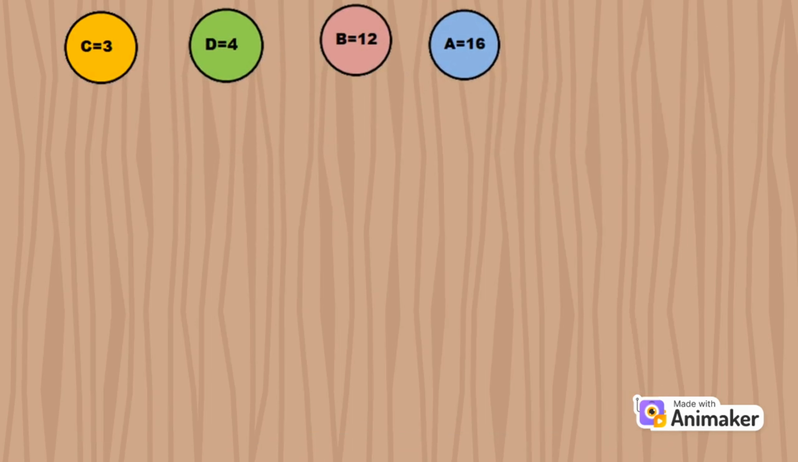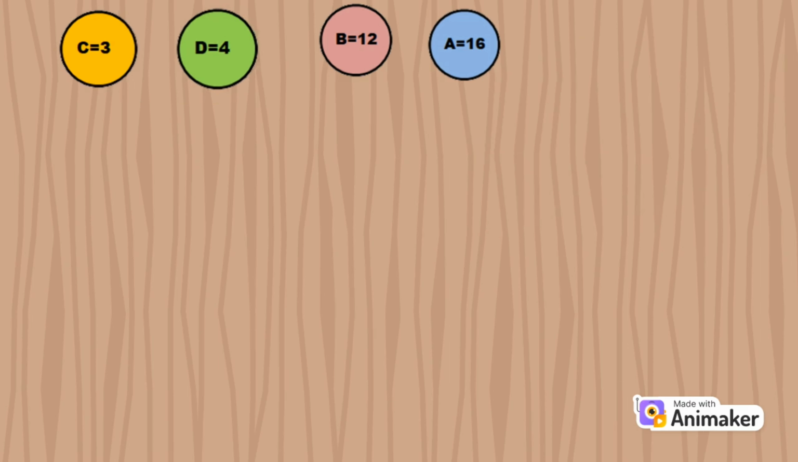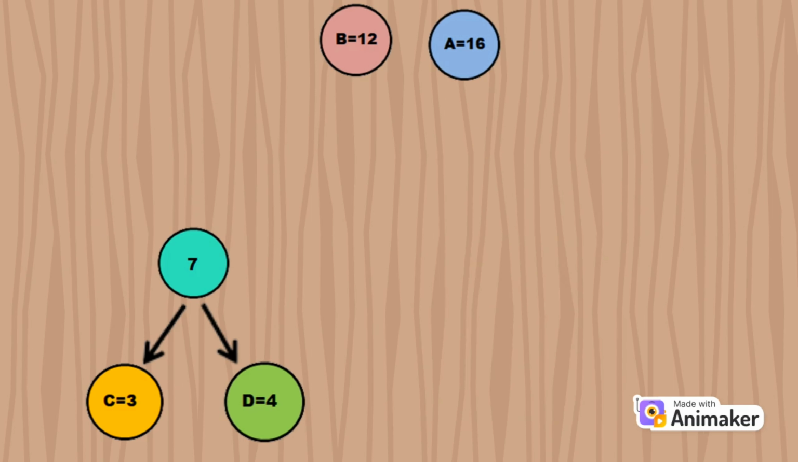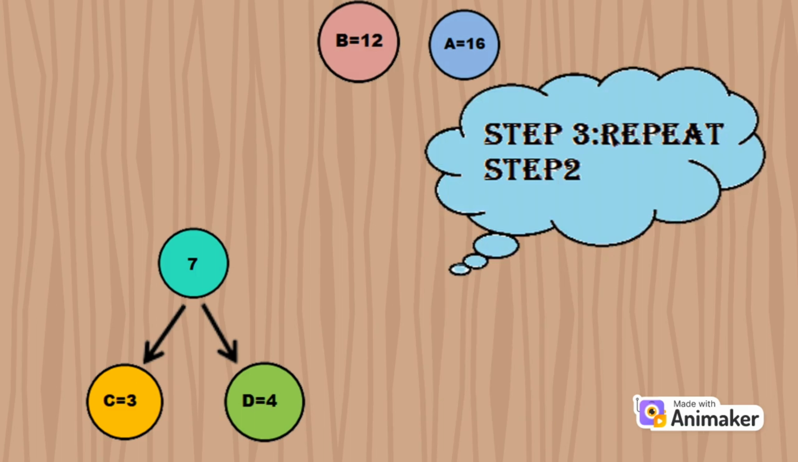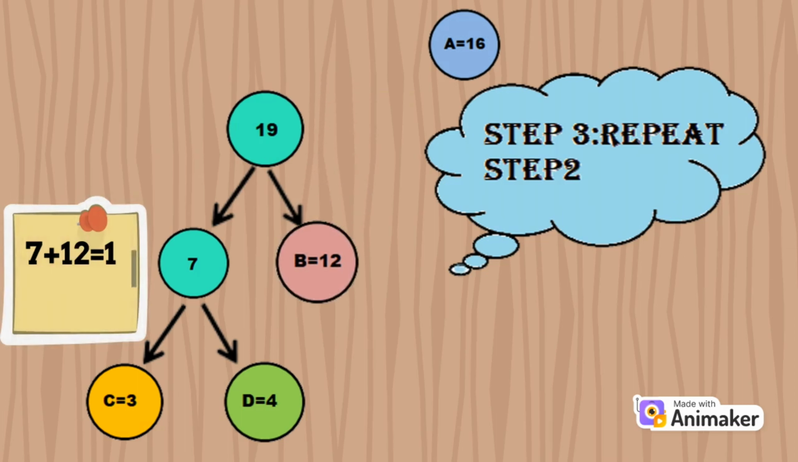The second step is to pick the least two frequencies and combine them. Here, the least frequencies are symbols C and D having the frequencies 3 and 4. We need to add 3 and 4 to get the value 7. The next step is to repeat step 2. Here, we take the next least frequency value 12 and add it with the value 7, so we will get a new value 19.